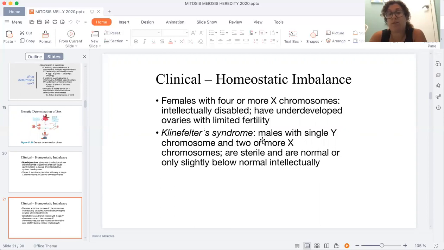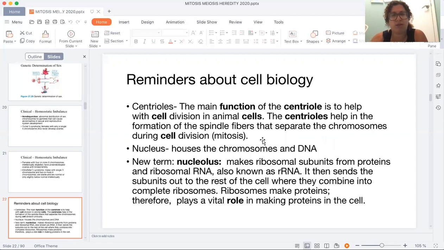And then we have the opposite, which is Klinefelter syndrome, where males receive a single Y chromosome but somehow got two or more X chromosomes. This makes them sterile. And normally they're still intellectually normal, but sometimes can be slightly below. What we would see there is that they still have the male characteristics, but maybe not as pronounced.